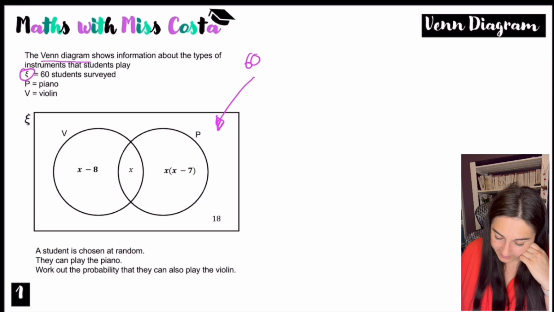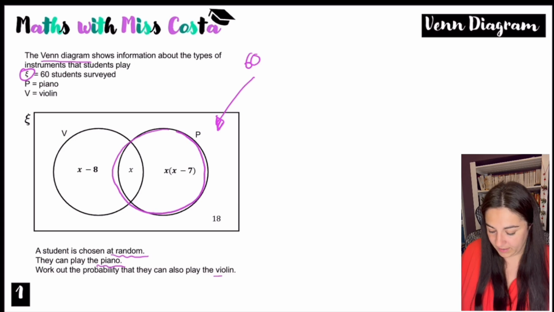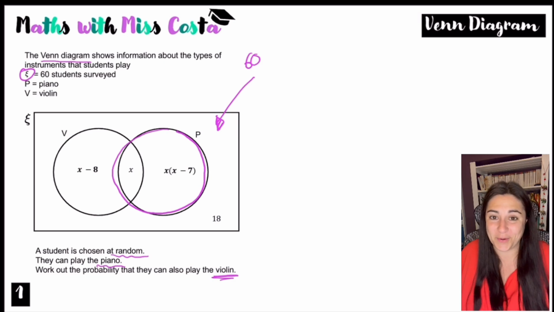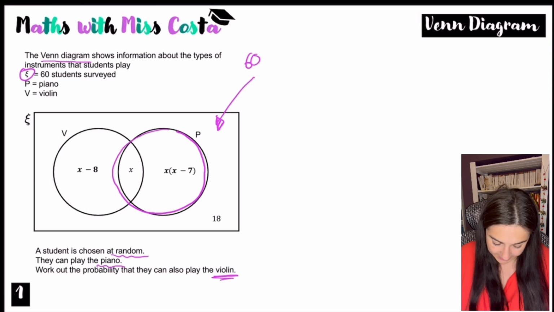So we are told that a student is chosen at random. They can play the piano, so they would be in this part of the Venn diagram. Work out the probability that they can also play the violin. Okay, on the surface it looks like quite a simple question, but it's actually quite nasty. So we are told that there are 60 students in total.